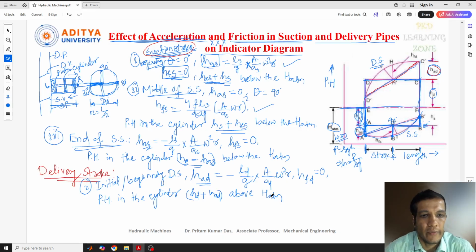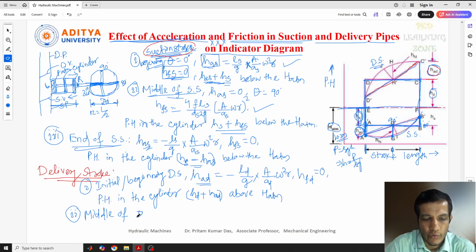Similarly, we need to find out the middle of the delivery stroke. The next point is the middle of the delivery stroke. In the middle of the delivery stroke, the acceleration part will be 0, so HAD equals 0, and the value of HFD will get a value like 4F.